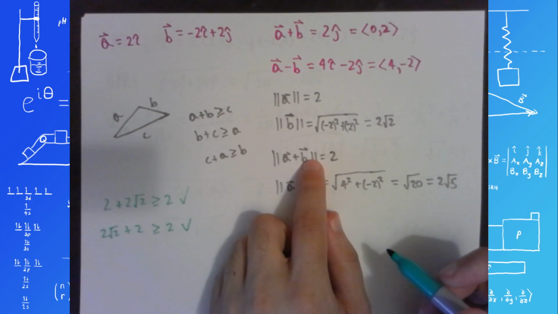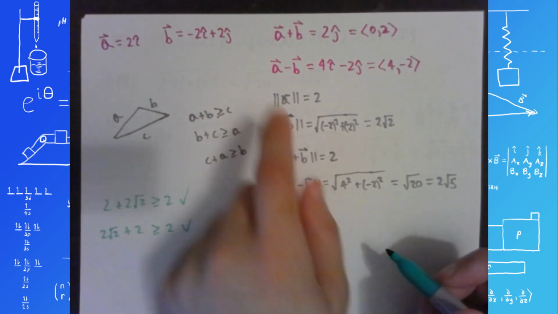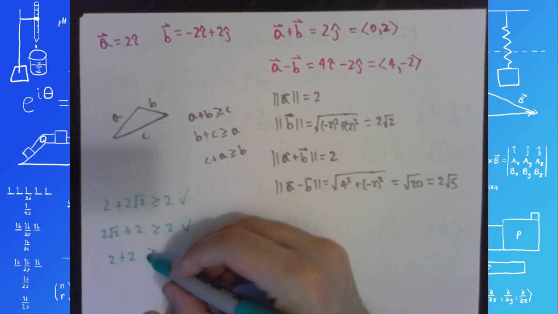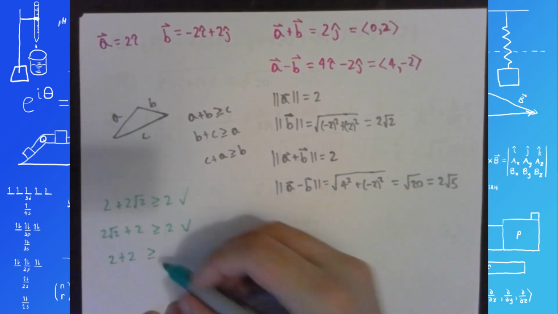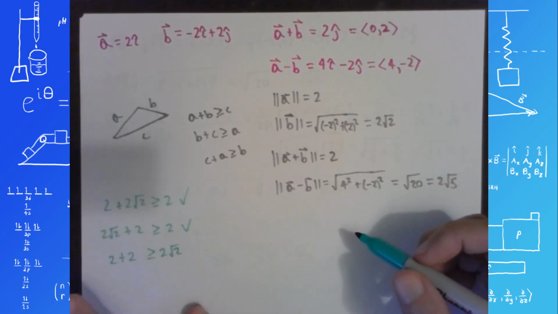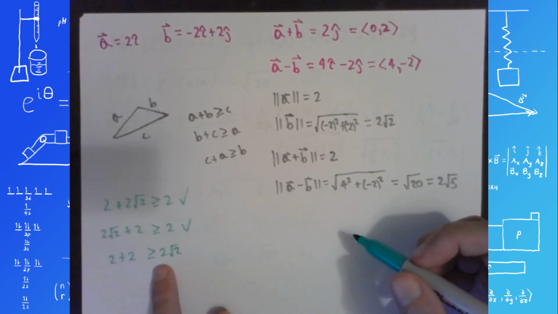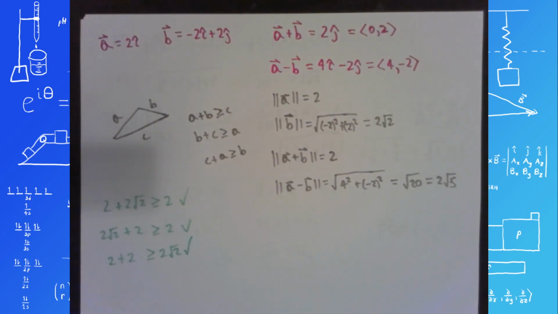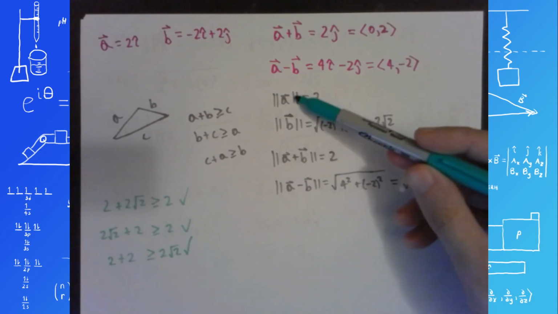And then A plus B and A, 2 plus 2, is greater than or equal to 2 root 2. 2 plus 2 is 4, and 4 would be 2 times 2, so 2 times the square root of 2 must be less than 2 times 2. So, yeah, I can make the comparison without even having to bring out a calculator. So that's for A, B, and A plus B.